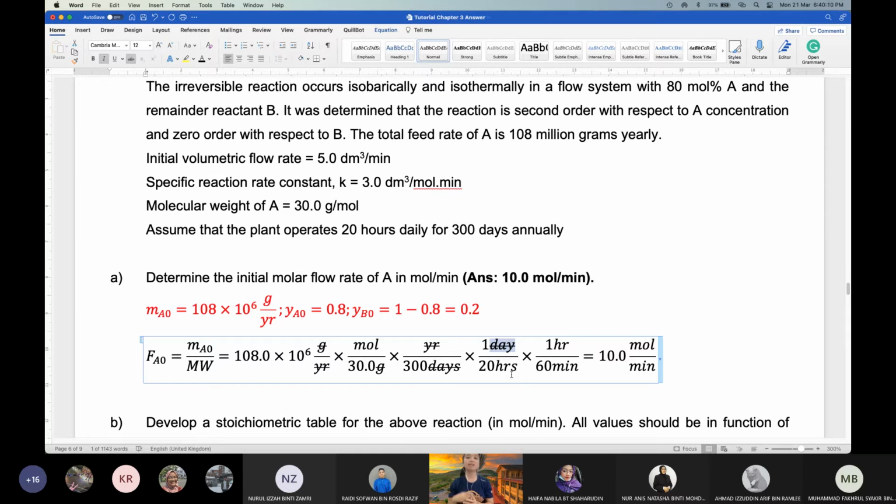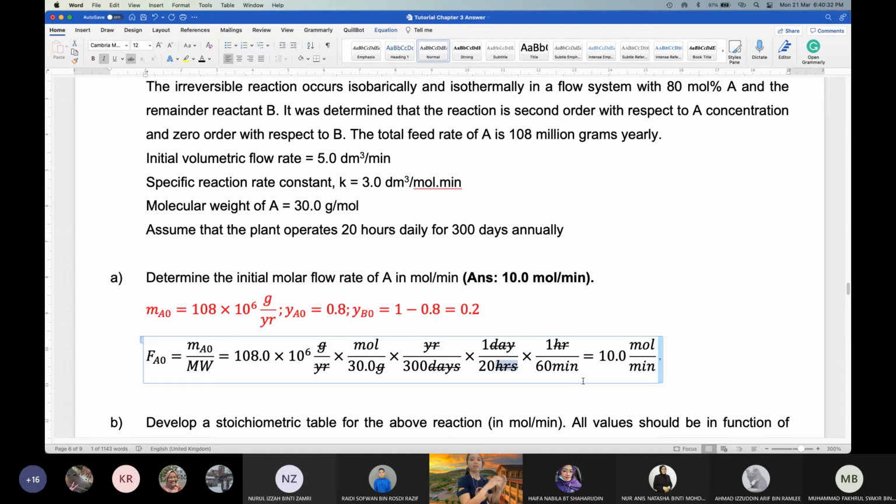Tak settle lagi sebab kita nak mole per minute kan. Tapi kalau hour per minute tu tak ada limitation lah. For every 1 hour, mestilah 60 minute. So tambah one more conversion factor. For every 1 hour, it's actually 60 minutes. So now I can cancel my hour. So finally, I'm left with mole per minute.